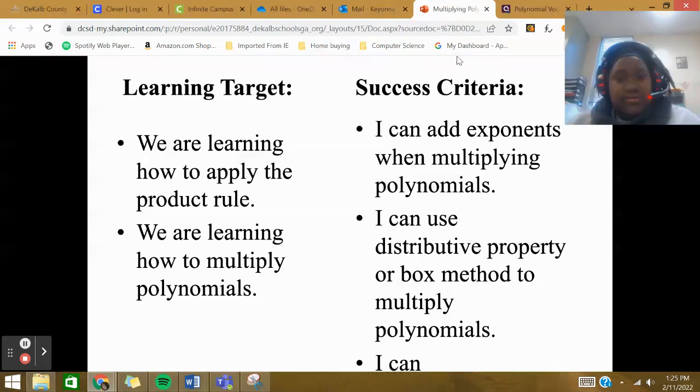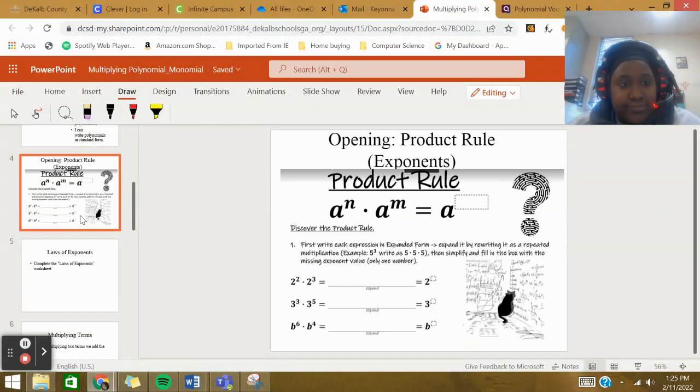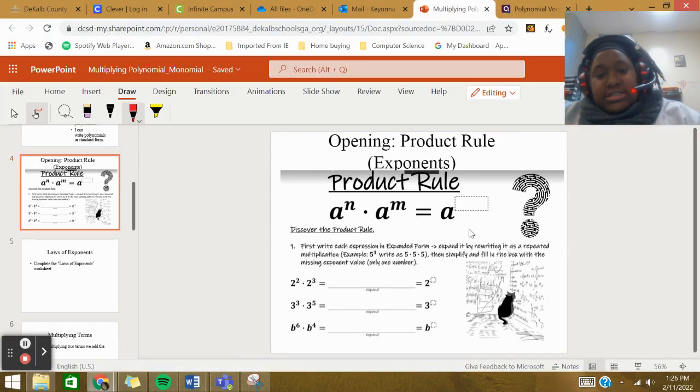I need to exit out and turn on the writing mode. Click draw. Let's do red. Let's see if I can write on it blown up. I do apologize, it's moving slow now. Okay, a to the n times a to the m is going to be a to the m plus n.